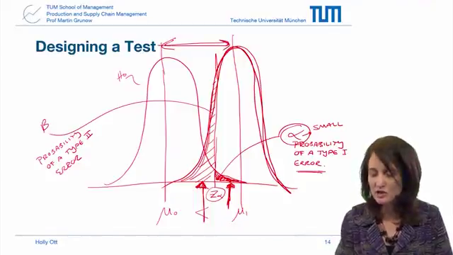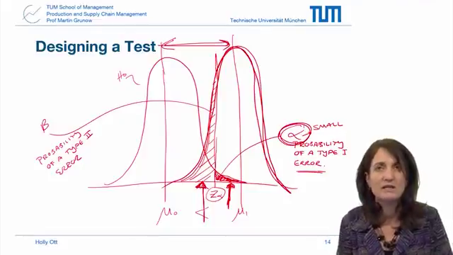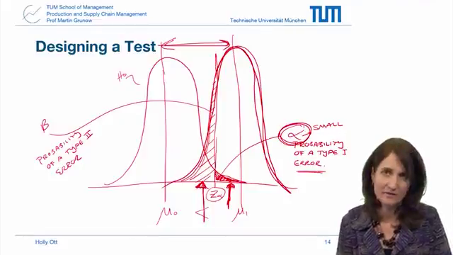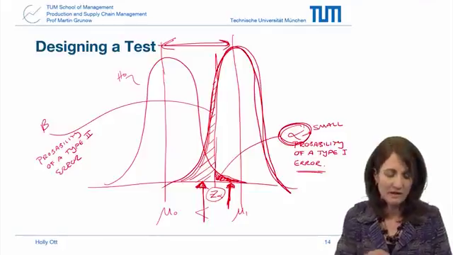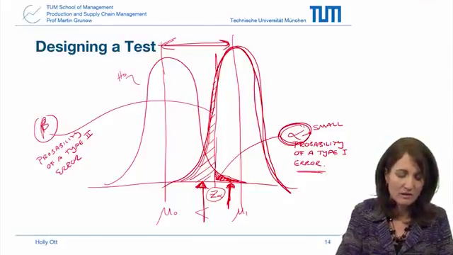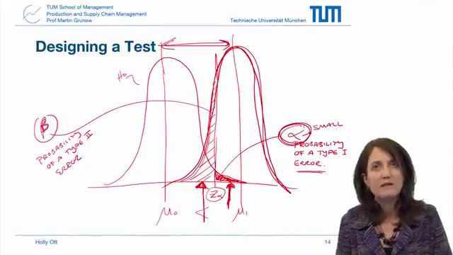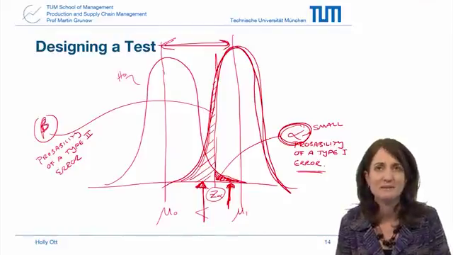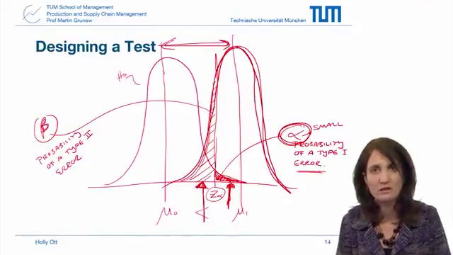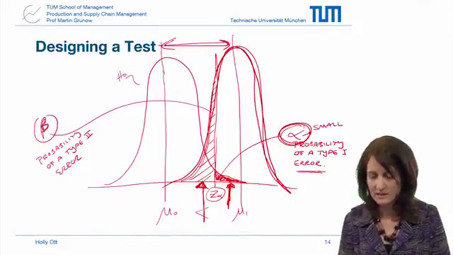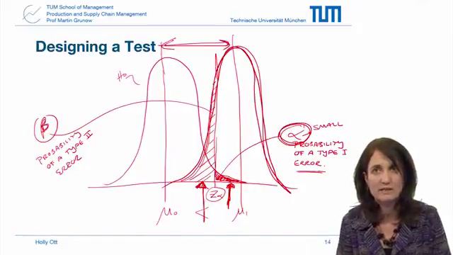And to protect the consumer, we're more interested then in specifying our alpha value. So we specify alpha, and then depending on how the distribution is for the claim, that will determine how large beta is. So I hope that shows a little more clearly these ideas of producer's risk and consumer's risk.